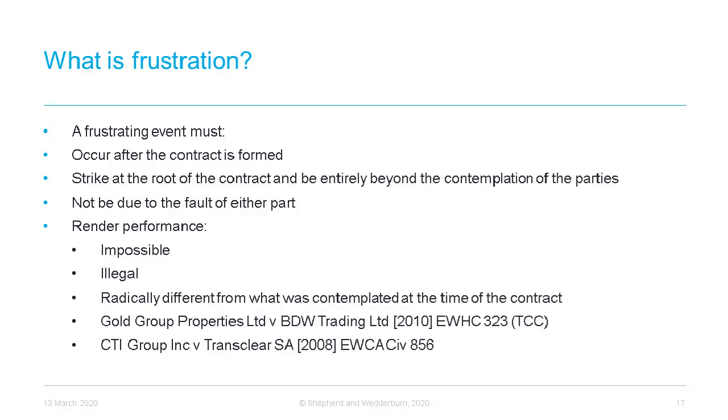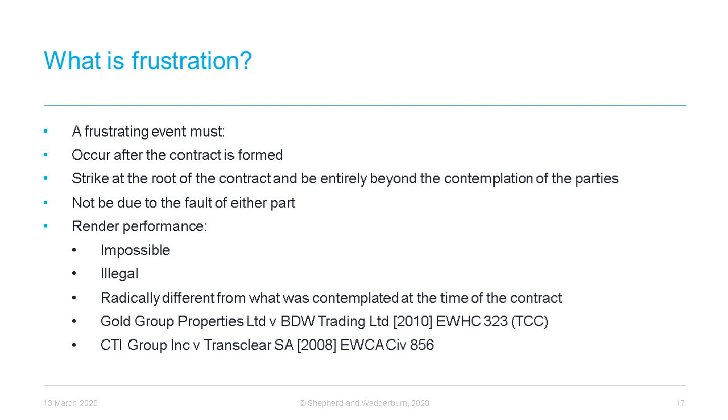So what is frustration, and is it possible that coronavirus could amount to a frustrating event? The courts have developed a set of general principles that it will apply when considering whether or not an event that occurs after a contract is entered into that prevents performance will trigger the doctrine of frustration. In general, a frustrating event is one which occurs after the contract is formed. This seems simple enough, but we'll come on to look briefly at some of the interesting questions for contracts being negotiated as the virus continues to spread. For contracts that have been in place for some time, this condition will be met.